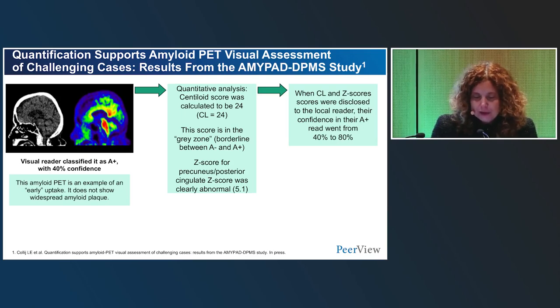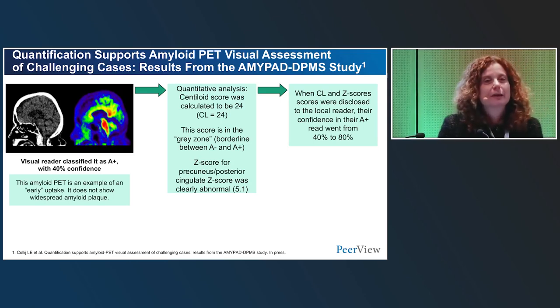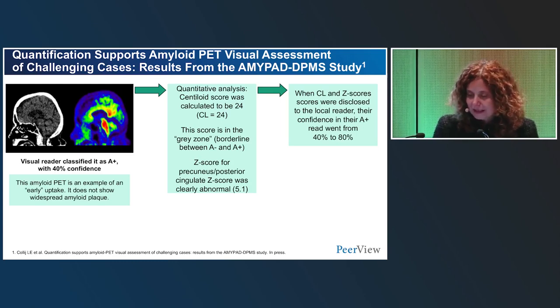Again, we had the impression of a positive scan with quite low confidence, and centiloids were really in the gray zone, but the Z-score was helping us, because the idea was that posterior cingulate and precuneus were positive, and this was confirmed. So we were then more happy with the result.